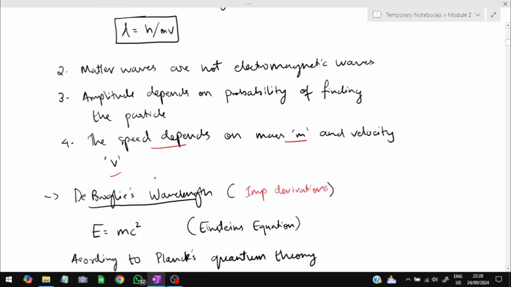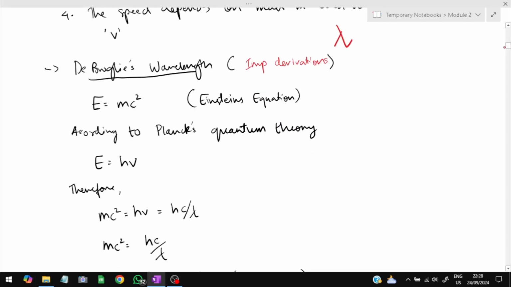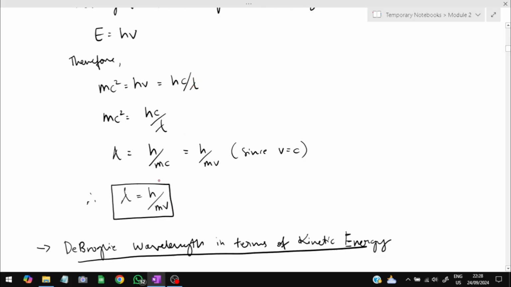Let's have a look at some of the important derivations. The first one is de Broglie's wavelength. In all these derivations we are trying to calculate the wavelength lambda. According to Einstein's energy equation, E = mc². And according to Planck's quantum theory, E = hν, where ν is the frequency. Therefore mc² = hν, and ν can be written as c/λ. So mc² = hc/λ. In that way, we can calculate lambda. Lambda = h/mv, because c is the speed of light, so it can be written as v here. That is how you represent de Broglie's wavelength, h/mv.